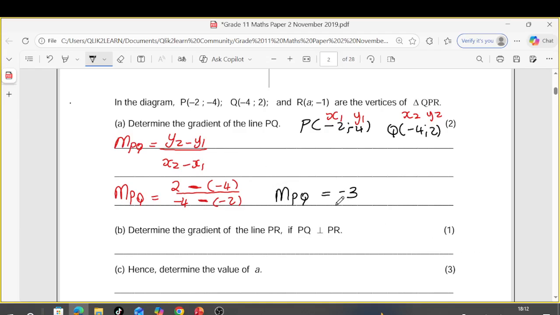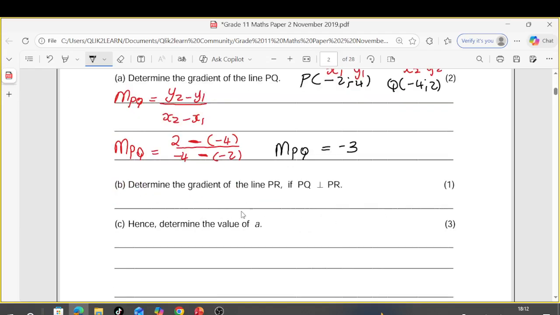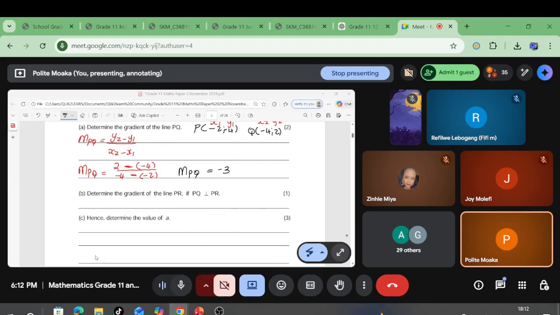It's -3. So now, determine the gradient of the line PR if PQ is perpendicular to PR. And look at the mark allocation. This is 1 mark.